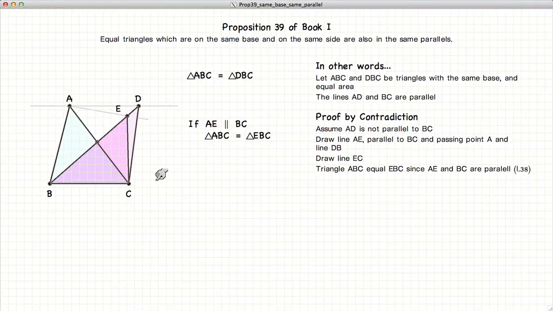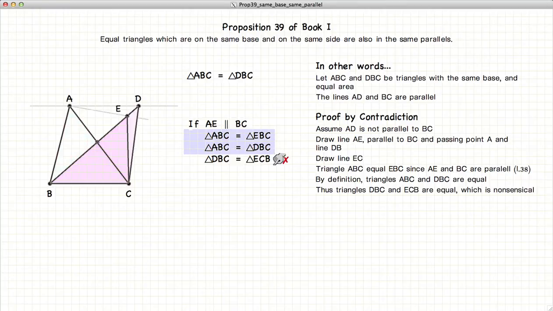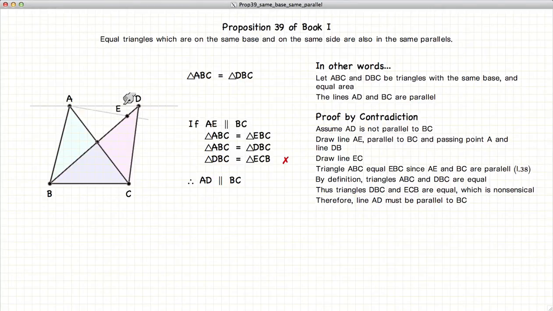Now, according to Proposition 38, if AE and BC are parallel, then the two triangles are equal in area. But we've already stated that ABC was equal in area to BDC. So if we look at these two conditions, it becomes obvious that we're also stating that EBC is equal in area to DBC, which is basically nonsensical, which means our original assumption that AE is parallel to BC is simply untrue. Therefore, AD is parallel to BC.